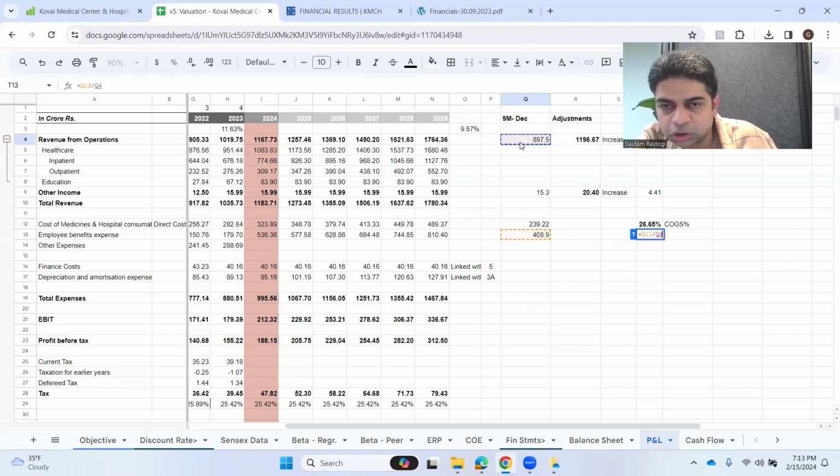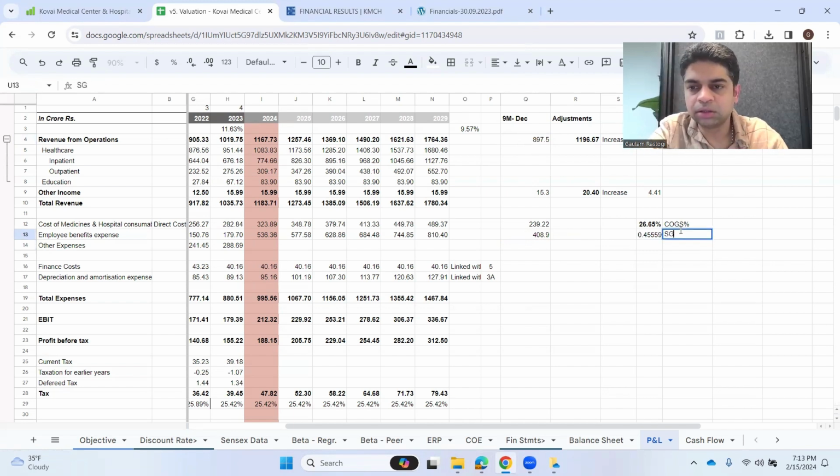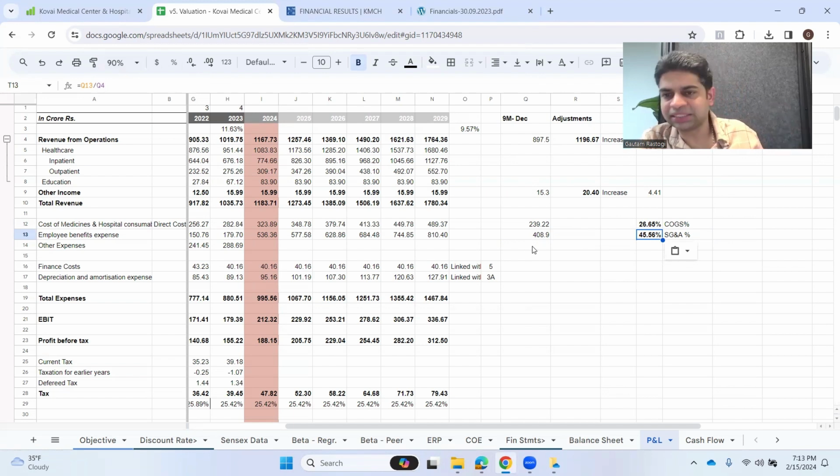Dividing by their 9 monthly revenue, this expense is around 45. So there's SG&A. The percentage is 45.6. This is what this number is telling us.